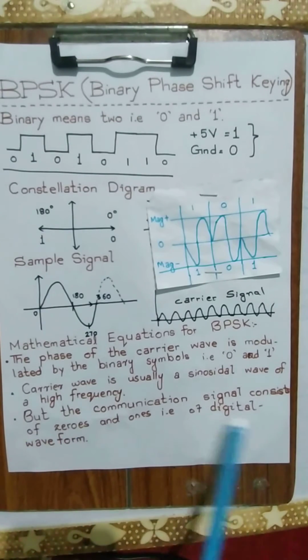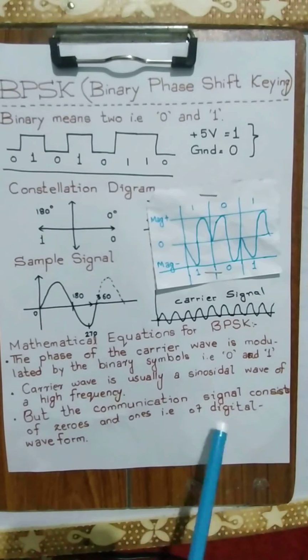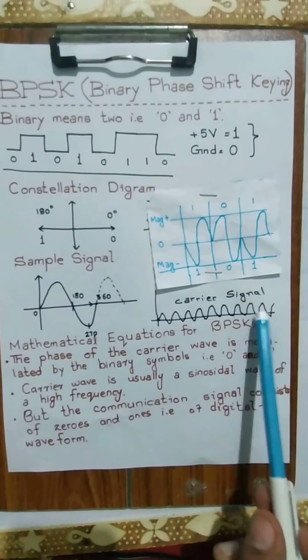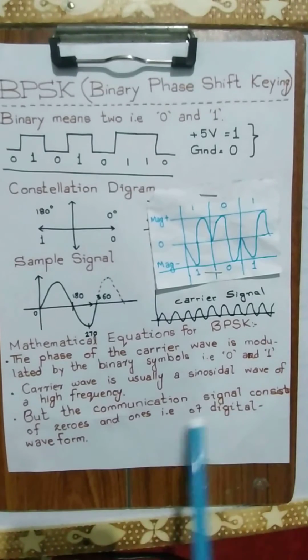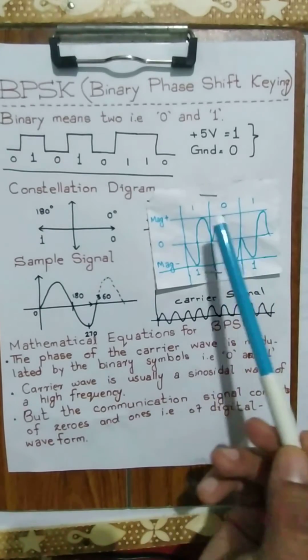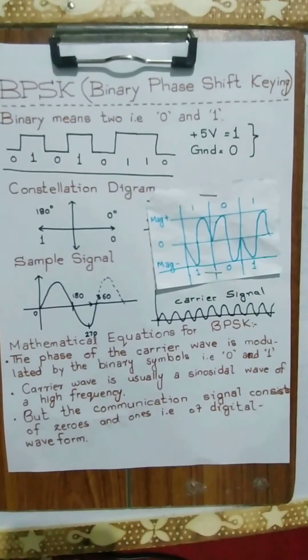The communication signal consists of zeros and ones, that is, a digital waveform. Yes, we know that the carrier signal is in the form of analog, but the communication signal consists of zeros and ones. Zeros and ones mean the logic levels like 1, 0, 1 and all this. Okay.